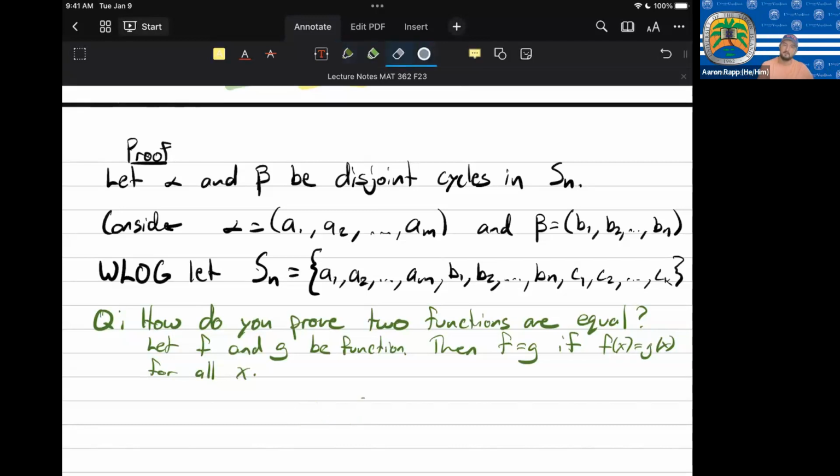But that's that nice little reminder that to prove two functions are equal, or maybe you're learning it for the first time, which I'm sorry if that's the case, you just have to show that for every input, the outputs are the same.